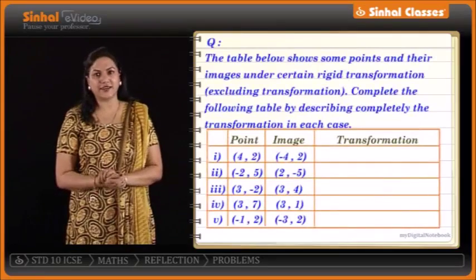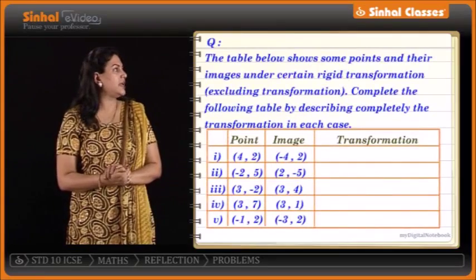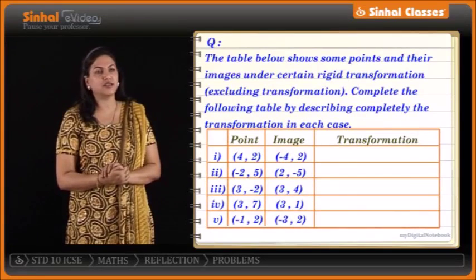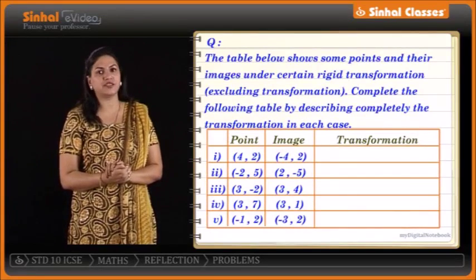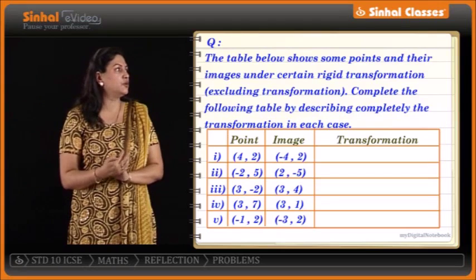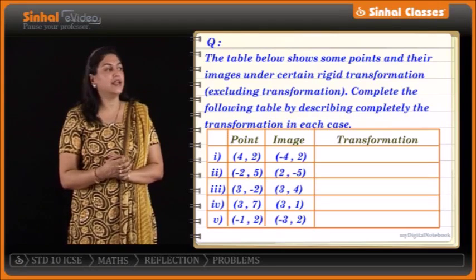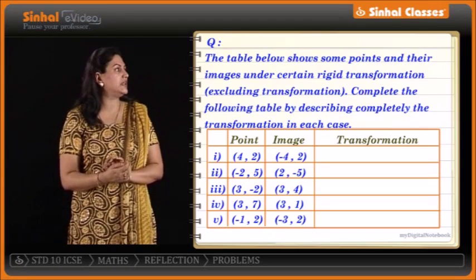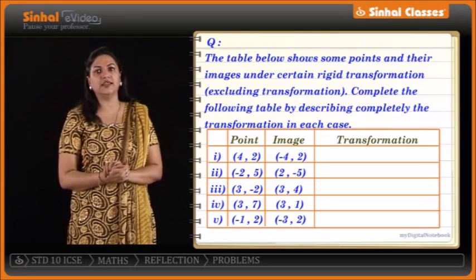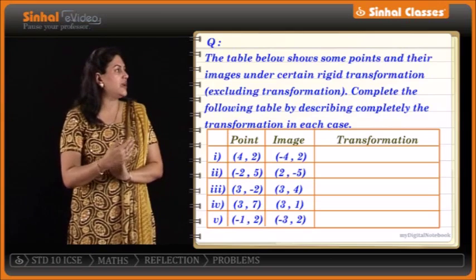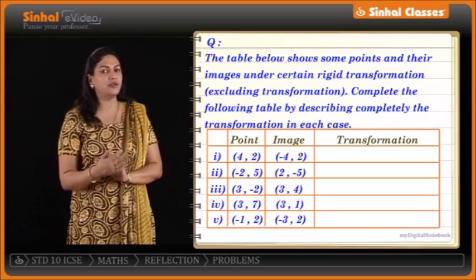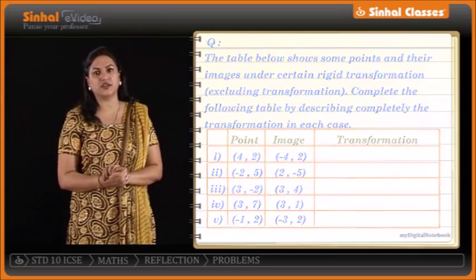Now let's look at our next problem. The table below shows some points and their images under certain rigid transformations. Excluding the translation, complete the following table by describing completely the transformation in each case. Now we are given the points and we are given their images. We want to find the transformation.